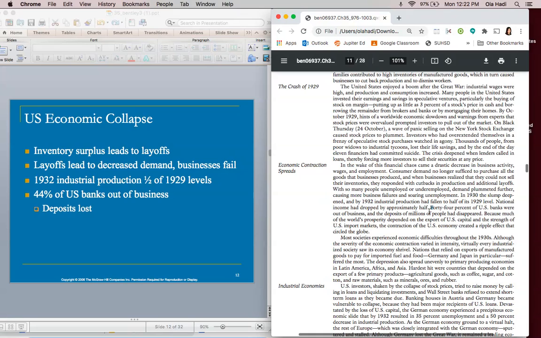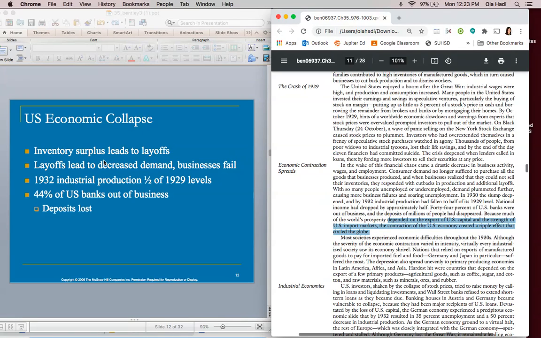And many U.S. banks go out of business. And this wasn't like it is now, where your money was protected in the bank. So this is going to cause many people to lose their savings. And again, because of that dependency on U.S. capital, there's going to be a contraction across the world.